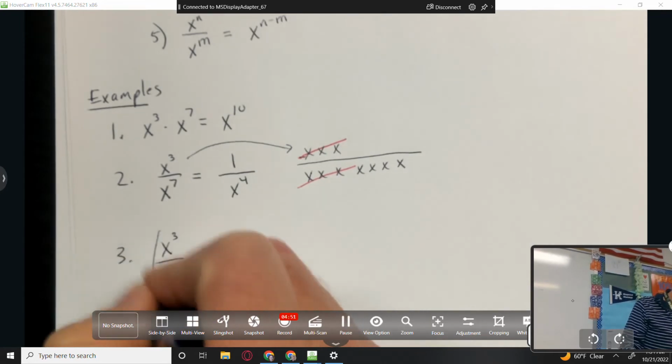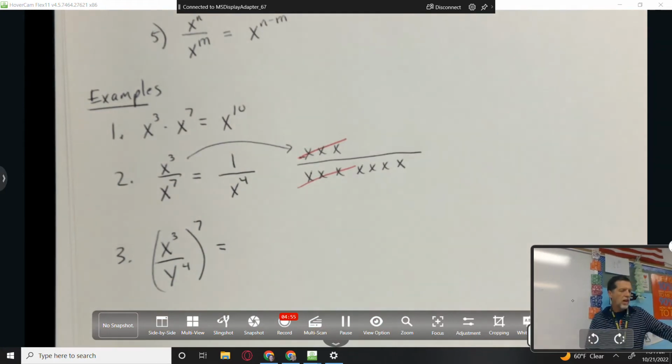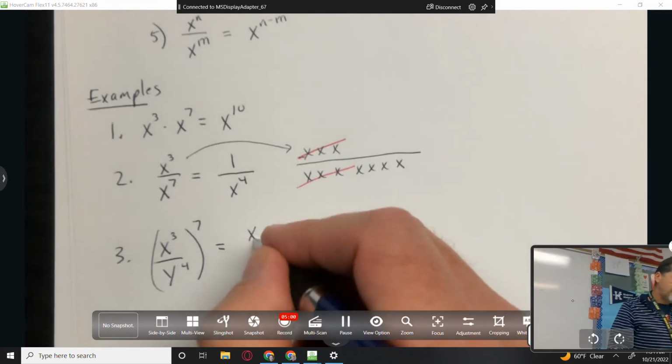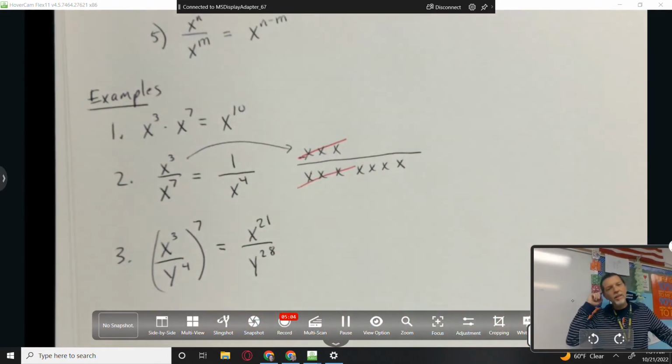x cubed over y to the 4th, all to the 7th. Yep, x to the 21st over y to the 28th. Power to a power you multiply.